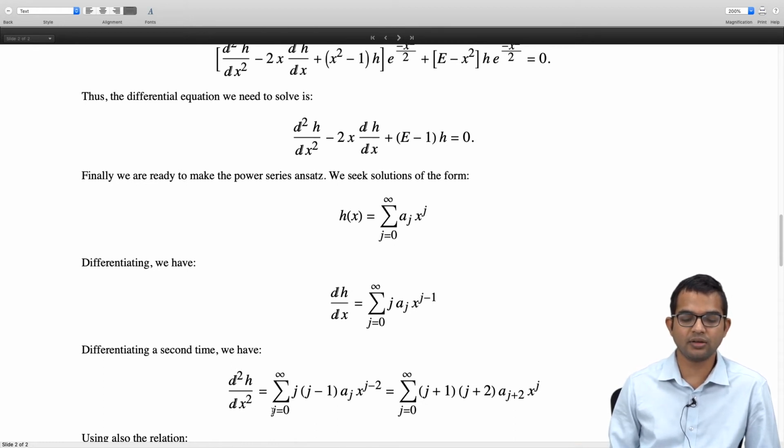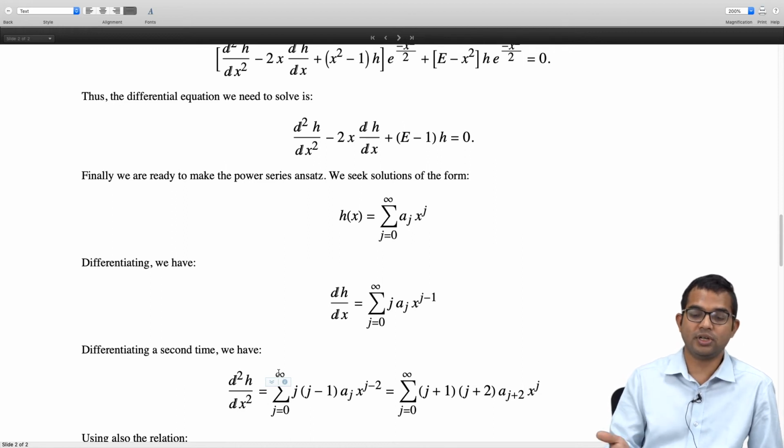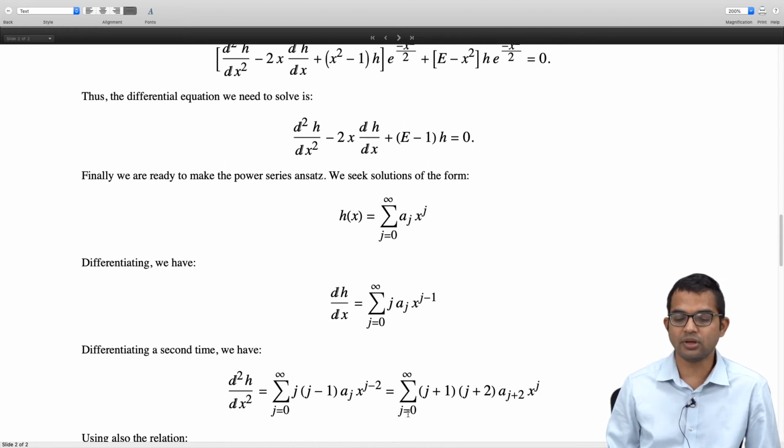You had j running from 2 to infinity, and so k will run from 0 to infinity, but in place of k you might as well just call it j again. So then you have j going from 0 to infinity, j plus 1 times j plus 2 times a_{j+2} times x to the j. We want each of these terms to be a summation, but they all should be x to the j. That's the idea.